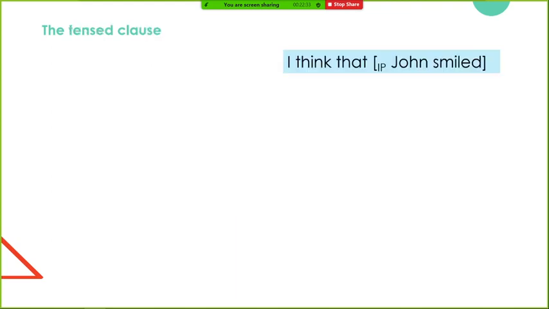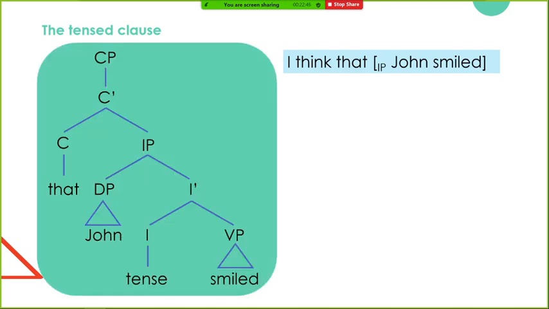Okay, it's time to get back to the point that we're going to be making here about the tensed clauses and the relationship between tense and the morpheme you get on the verb. Okay, so here's the structure for the kind of clause that we're thinking of here. I think that John smiled. We've got the CP, that John smiled, containing the IP, John smiled, in its complement position. Okay, this is a tensed sentence, so there's got to be something in that inflection position. For the time being, we just sort of say some kind of abstract tense element.